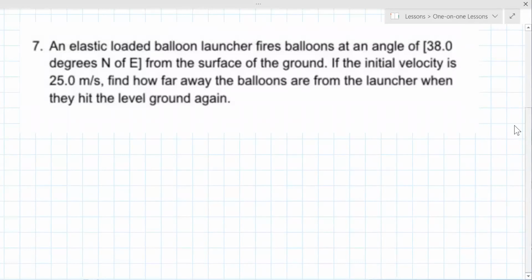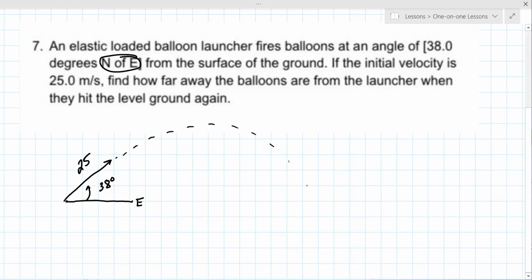Tough subject. So if you're seeing my screen, there's an elastic balloon fired at an angle of 38 degrees north of east. From yesterday, we know that east is to the right, and north of east means an angle rotation of 38 degrees, and the velocity is 25. This is shot up and comes back down, and hits the ground over here somewhere.